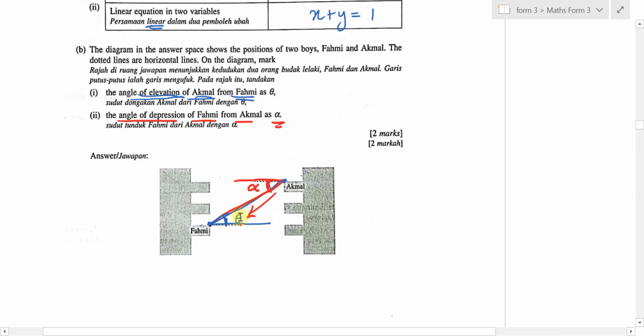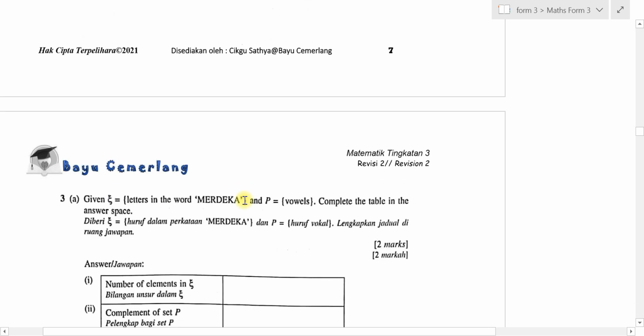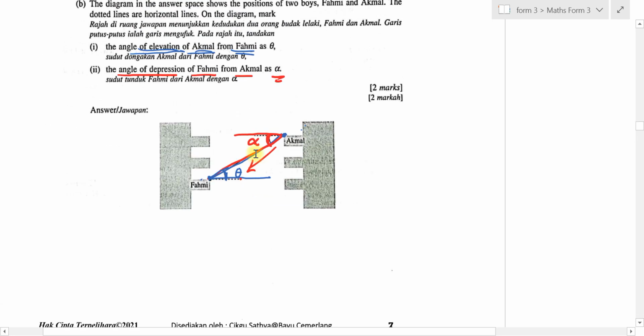Okay, next question. Already, alpha here, theta down. Elevation means look up. Depression means look down. Next question.